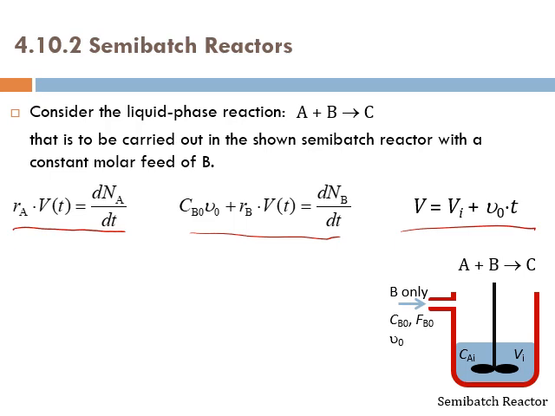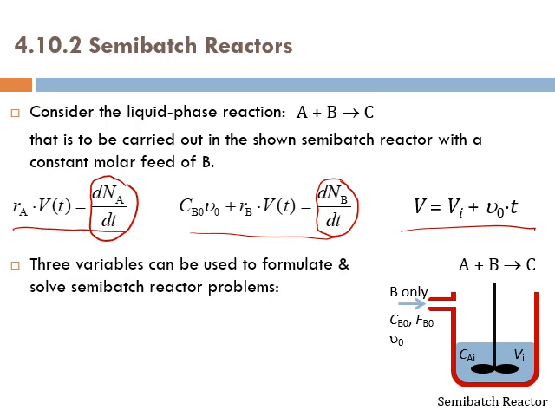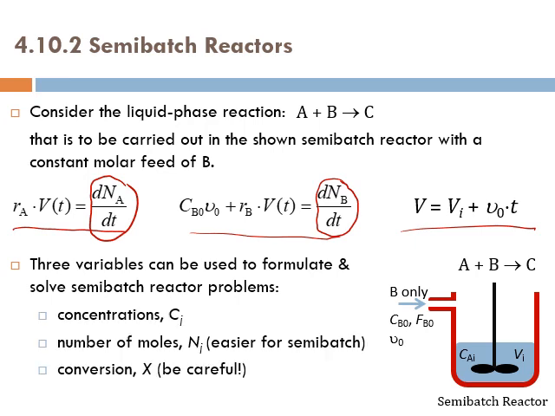So you see now, for the semi-batch process, I'm preferring to work with number of moles, dNB by dt and dNA by dt. Of course, the rest can be written in terms of concentration because it's liquid. Three variables can be used to formulate and solve semi-batch reactor problems: concentrations, Ci, number of moles, Ni, easier for semi-batch, and conversion, X, but we have to be very careful.